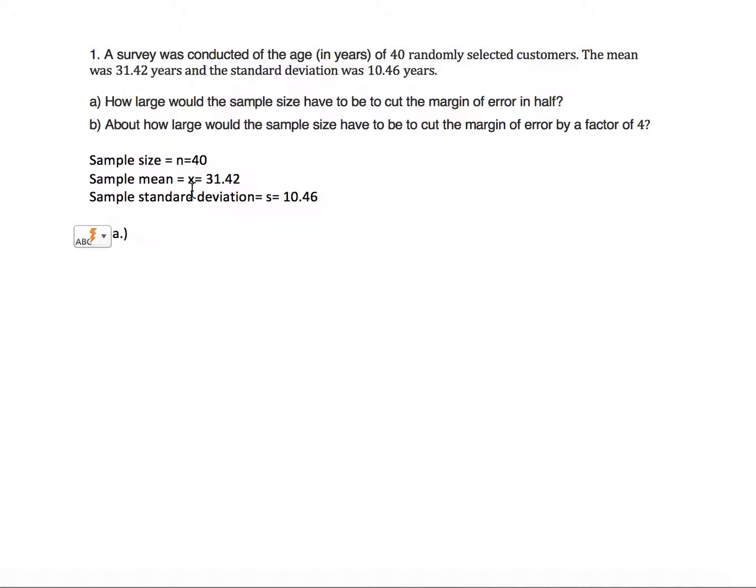error in half? So, at any level of significance, the margin of error equation is ME equals Z1 times s over, I don't have a square root button, but we're going to say this means square root, so square root of n.